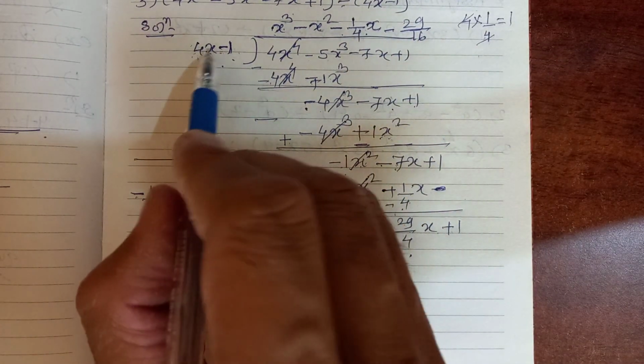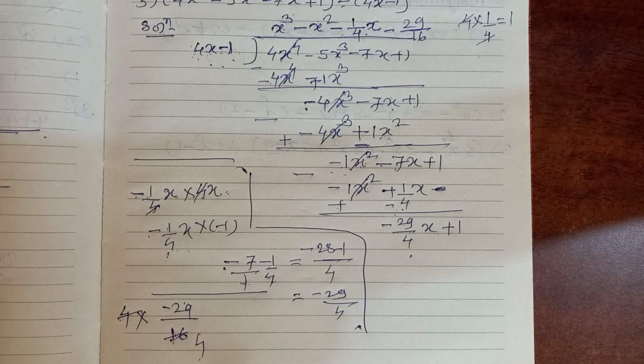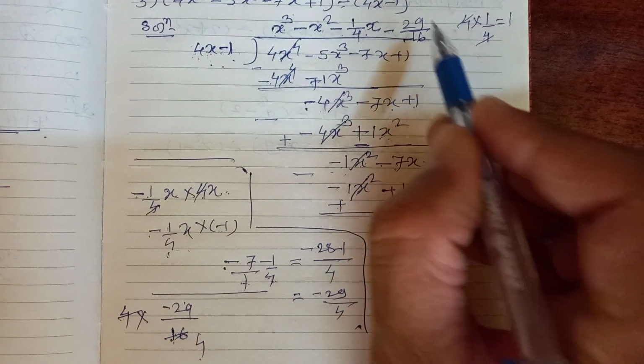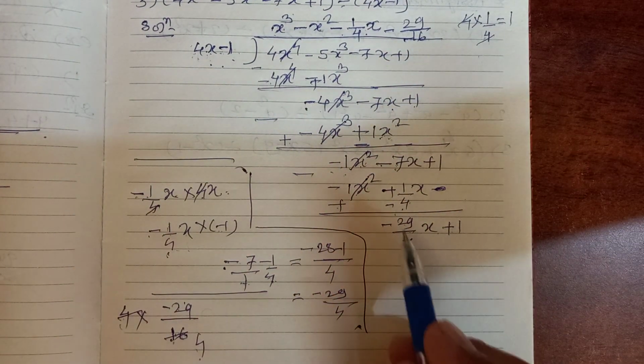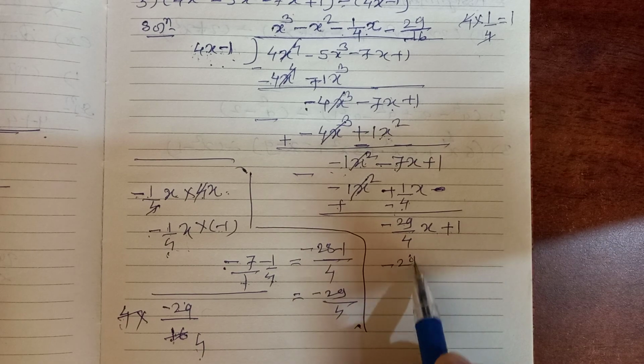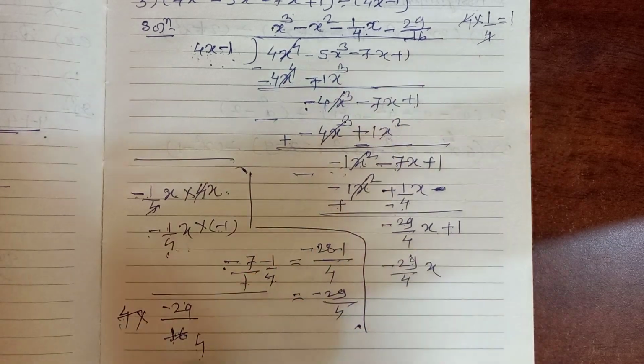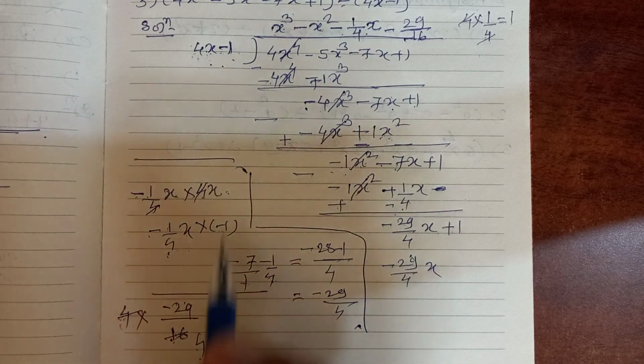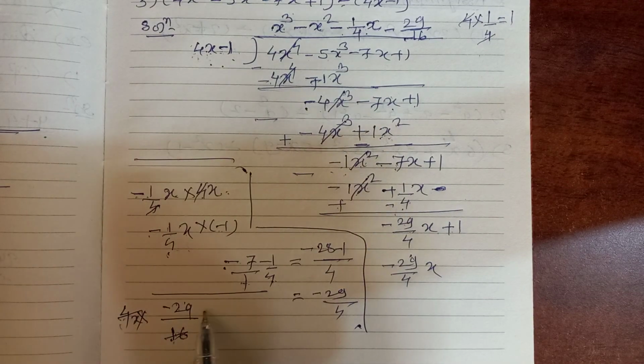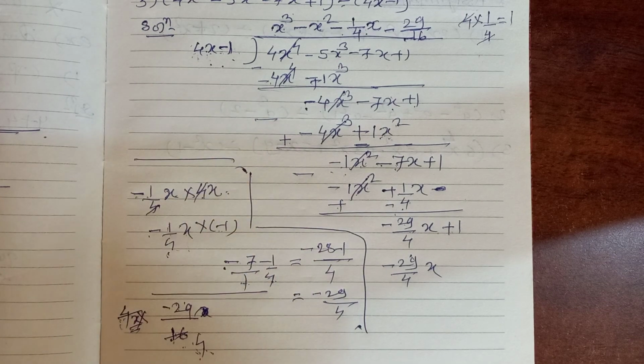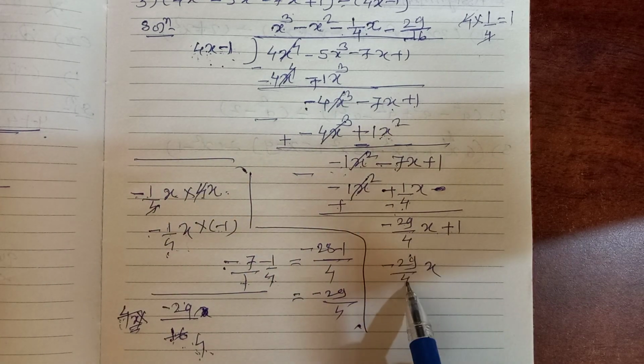Here x, here x. No need to adjust the variable now, only the number part. And we know this product, what comes? Minus 29 upon 4x. Understood? Suppose here x and here also x. No, not here x, only this one. So this comes 4 4s are 16, minus 29 upon 4, and this is x. The same term should be here.